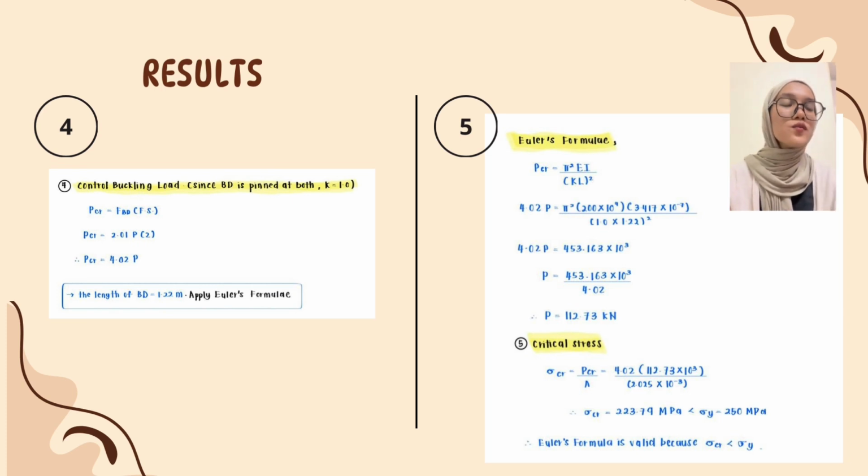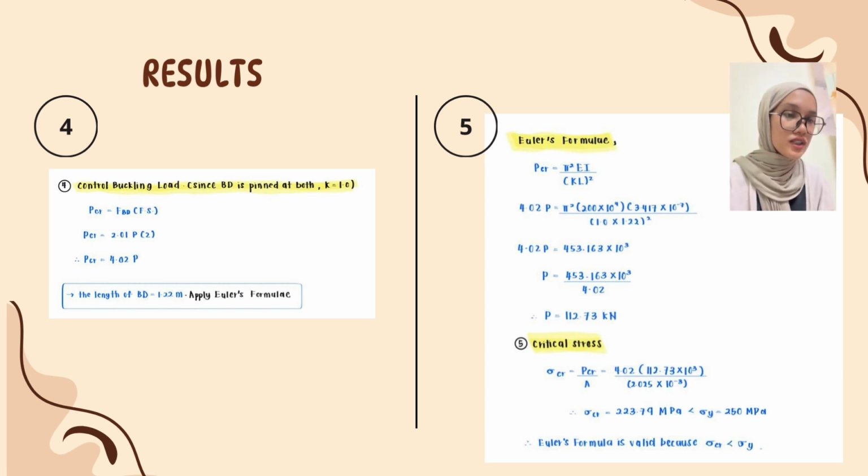And then we use Euler's formula, which is PCR equal to pi squared times EI over K times L power of 2. So we substitute the value of PCR we got before, and then we find the load. So the load, we got 112.73 kilonewton.